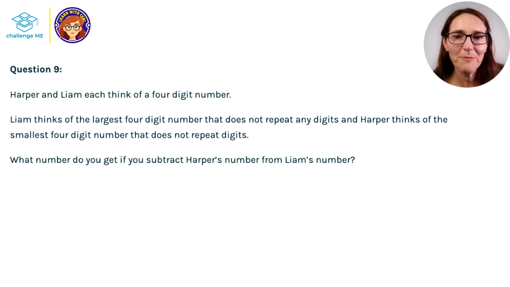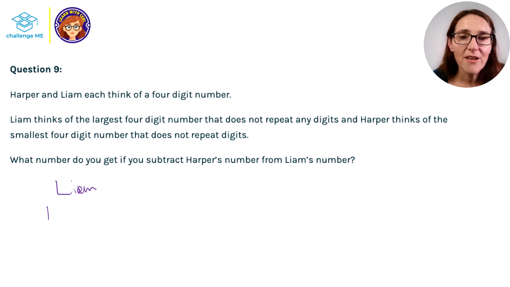The next one I've picked to look at is question 9. Harper and Liam each think of a 4-digit number. Liam thinks of the largest 4-digit number that does not repeat any digits, and Harper thinks of the smallest 4-digit number that doesn't repeat any digits. What number do you get if you subtract Harper's number from Liam's number?